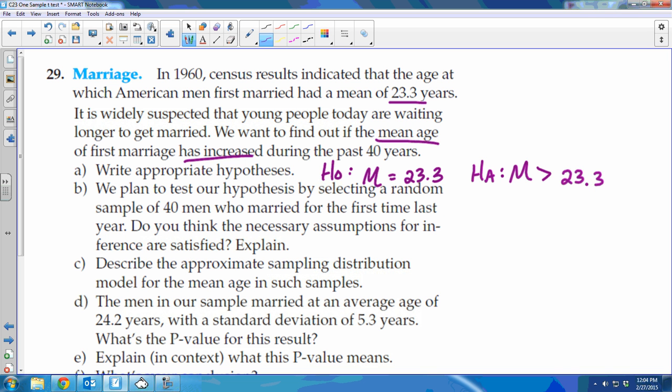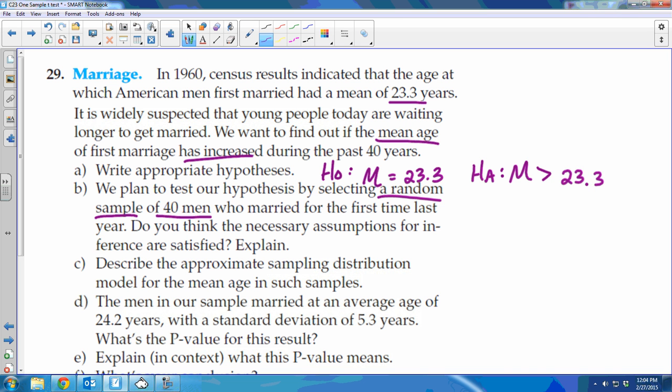On part B, we plan to test our hypothesis by selecting a random sample of 40 men who married for the first time last year. Do you think the necessary assumptions for inference are satisfied? Explain. I am not going to write them all down because I don't want to waste that time. We have done this a million times, though, so let's talk them through. Is there a reason to believe this is a random sample? Yes, because it says they're selecting a random sample in the question.